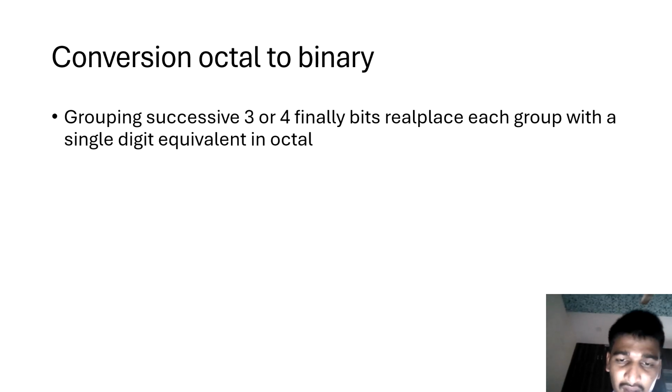As I said, conversion of octal to binary. What is conversion of octal to binary? It means grouping successive 3 or more bits, replacing each group with a single digit equivalent in octal. I said that in a previous slide. Now we are using only binary to convert the octal to binary. It is an easy thing.